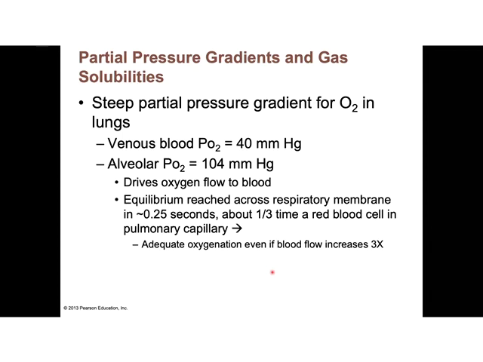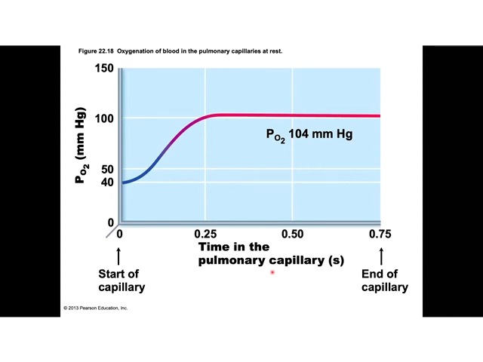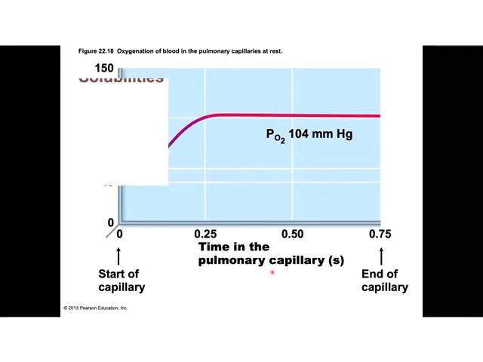The venous pressure for oxygen is 40 millimeters of mercury, and the alveolar pressure is 104. So that's enough to drive the oxygen into the blood in about a quarter second, which is about a third the time a red blood cell in the pulmonary capillary takes to go from the arteriole to the venular end. Okay? So that's more than enough time to get the job done. Right? And so you can see from the start to the end of the capillary how quickly we get to full oxygenation. All right? Shown here.